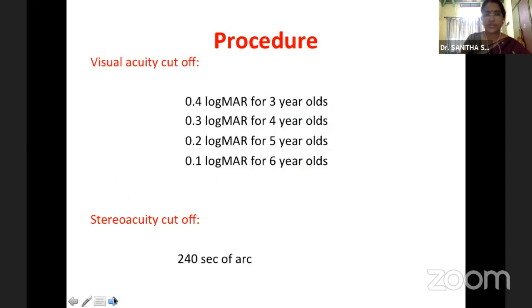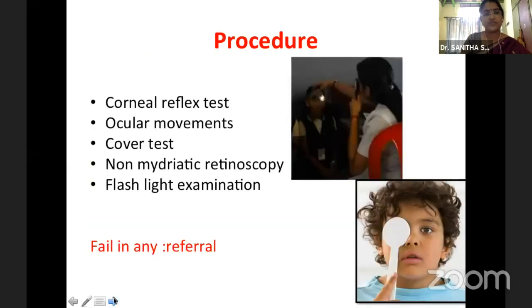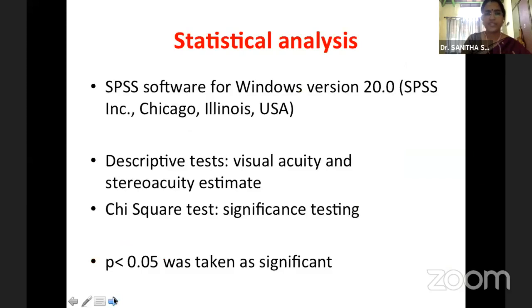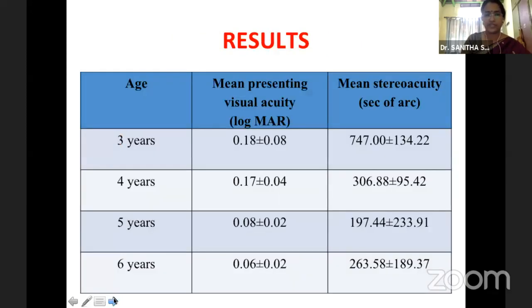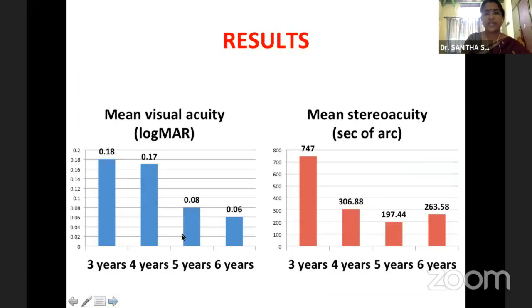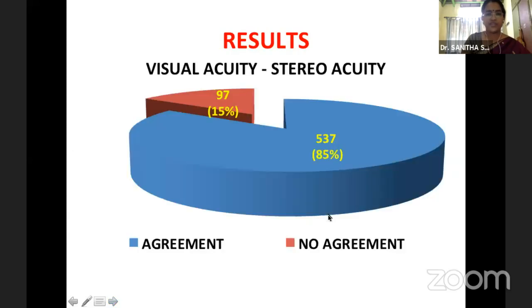These were the visual acuity cutoffs. This was based upon age, and stereo acuity cutoff was 240 seconds of arc. We also performed corneal reflex, ocular movements, cover test, non-mydriatic retinoscopy, and flashlight examination. Fail in any of this meant referral. And data was statistically analyzed. We had a good distribution of different age groups, and this was the mean presenting visual acuity and the mean stereo acuity among the different age groups.